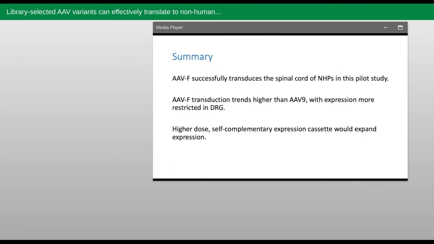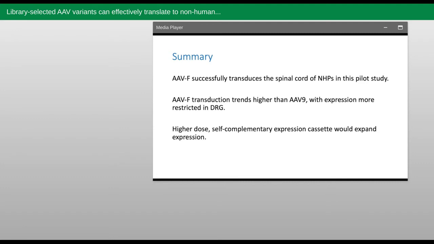So to summarize this part of the talk, we took AVF and moved it from the mouse to the primate and saw really successful transduction of the spinal cord in macaques, even at a low dose. We saw a slightly higher trend of AVF expression compared to AV9, with, again, slightly more restricted expression, it seems, in the DRG. And these, again, are things we would like to elaborate further with larger N numbers in a bigger study. We're also interested in administering a higher dose, as well as looking at self-comp vectors to see if we can expand expression.